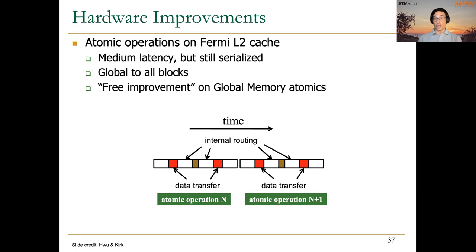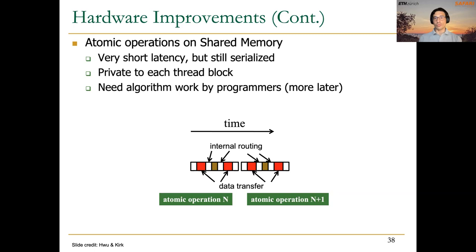So another additional way of improving the performance here is performing the atomic operations on shared memory. In those cases where we can modify the code such that instead of updating values in global memory, we update values in shared memory that is closer. But of course, this requires work from the programmers and modification of the algorithm, as we will see.